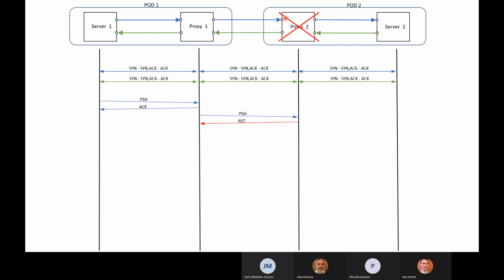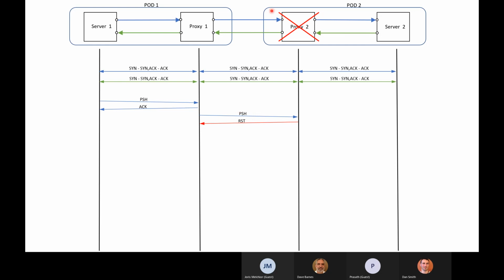So this data package hasn't been read by proxy 2. It hasn't been read, it hasn't been acknowledged, but the socket was closed while the data packet was still in the receiving buffer. Basically, the data packet is lost, and a TCP reset is sent back towards proxy 1 for this data packet. What happens from here on?